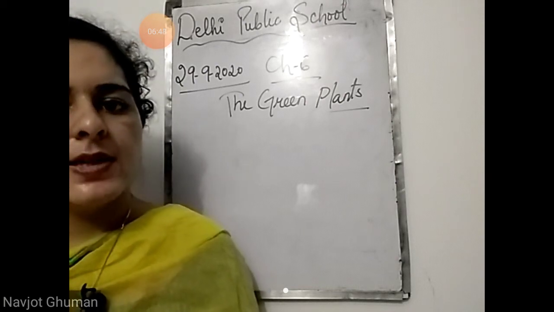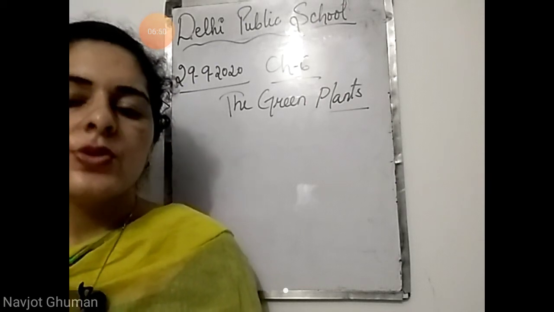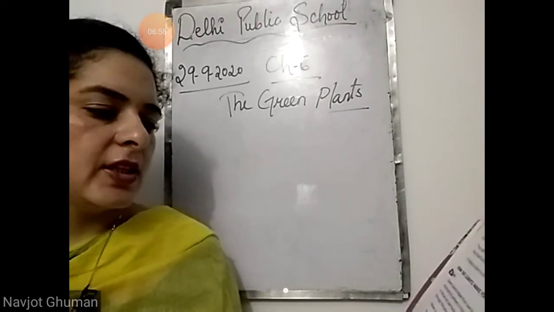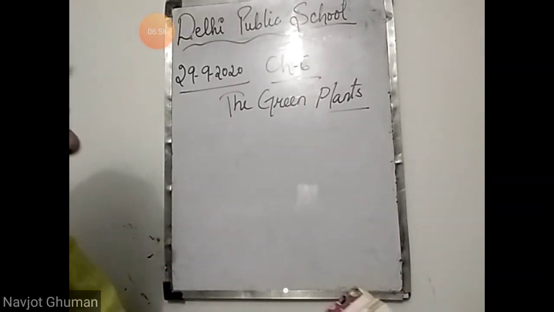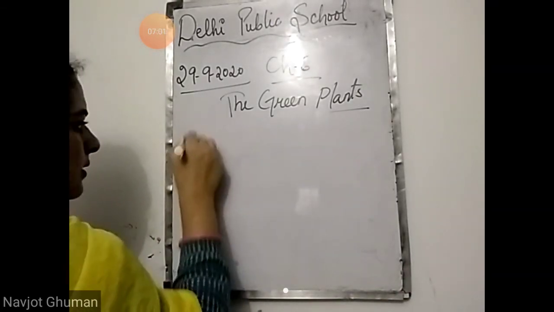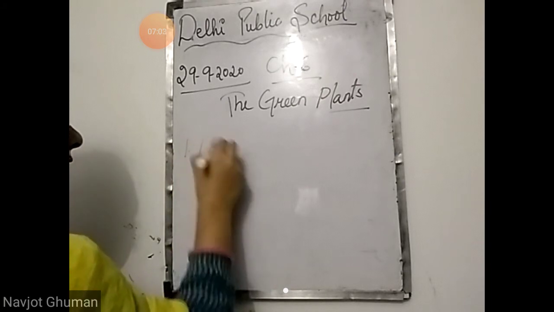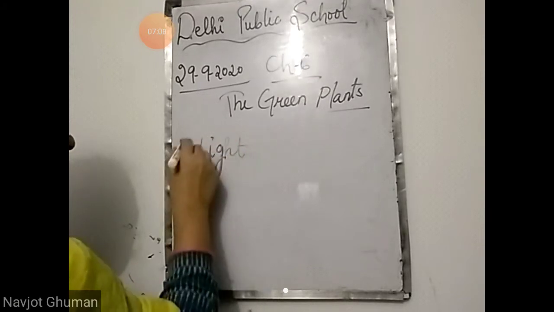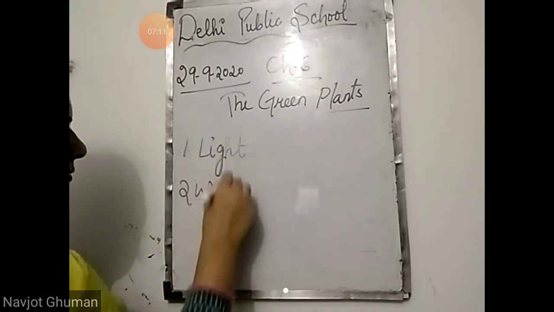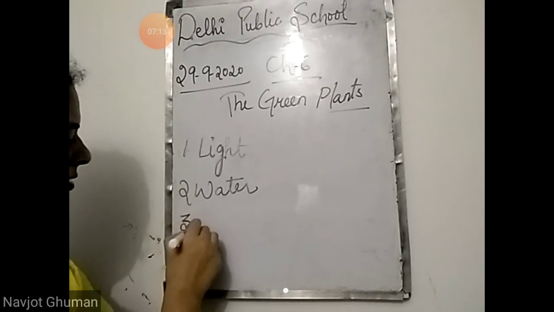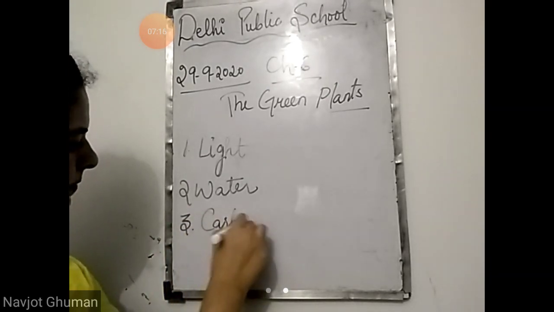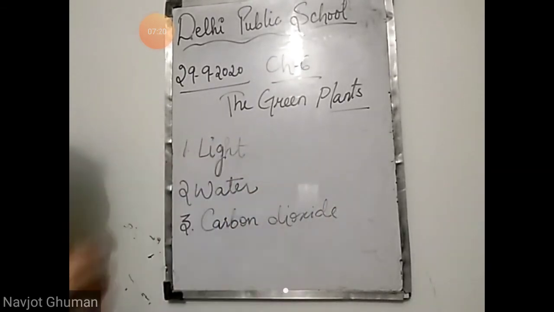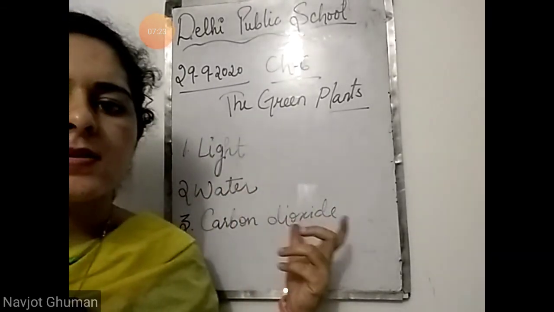So in the same way, plants make food, and to prepare food, they also need raw material. So which are the raw materials required by the plants for making food? The first is light, second is water, and the third one is carbon dioxide. Now from where do these raw materials come? अब ये raw materials आएंगे कहां से?